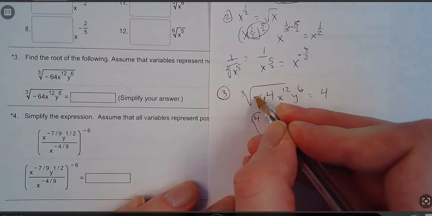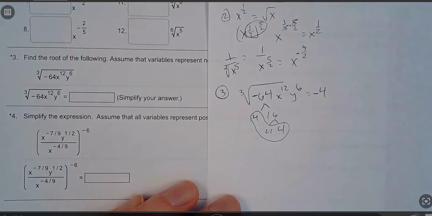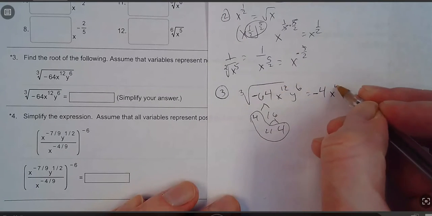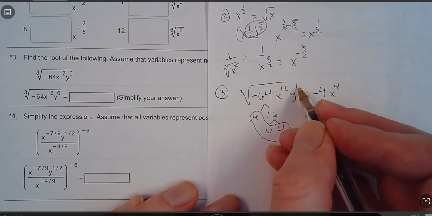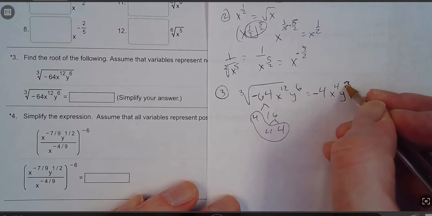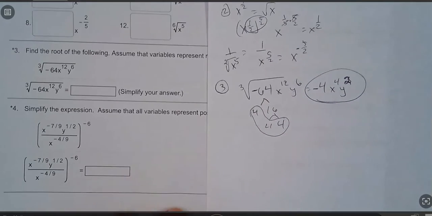It's a negative, and the only way to get a negative product is multiply a negative times a negative times a negative. So this would be a negative. And then x to the 12, how many groups of 3 are in there? There's 4 groups of 3. Y to the 6, there's 2 groups of 3. And then there's nothing left under the radical, so that'd be your answer.